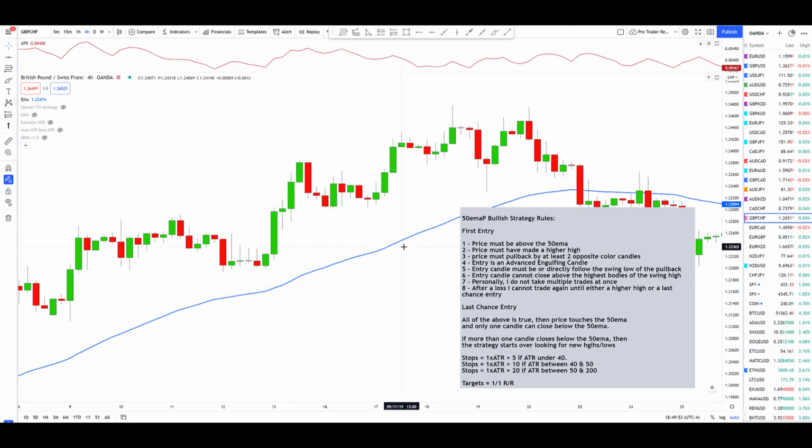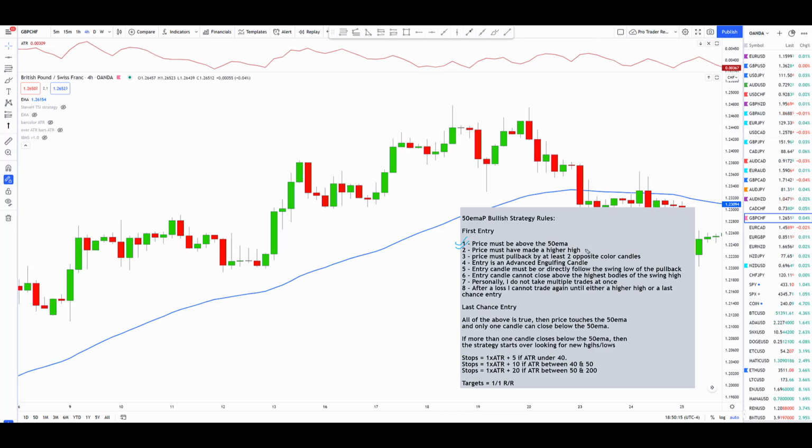Our first rule is that once we have the 50 EMA plotted on the chart, price must be above the 50 EMA. We're actually going to be looking at a trade right here. So let's ask ourselves, is price above the 50 EMA? Yes, it is. Quite easy to see. As long as price is above this blue line, which is our 50 EMA, then price is above the 50 EMA. What is rule number two?